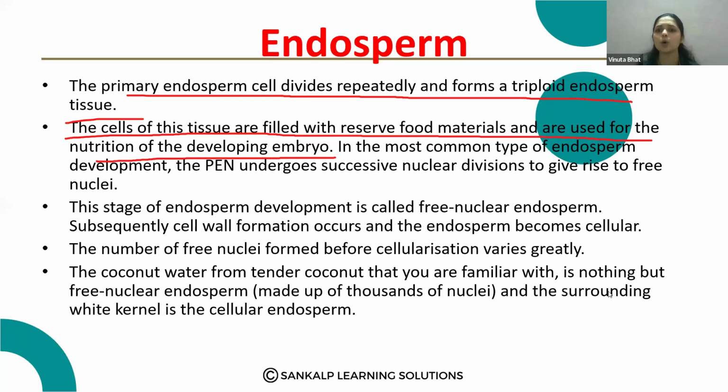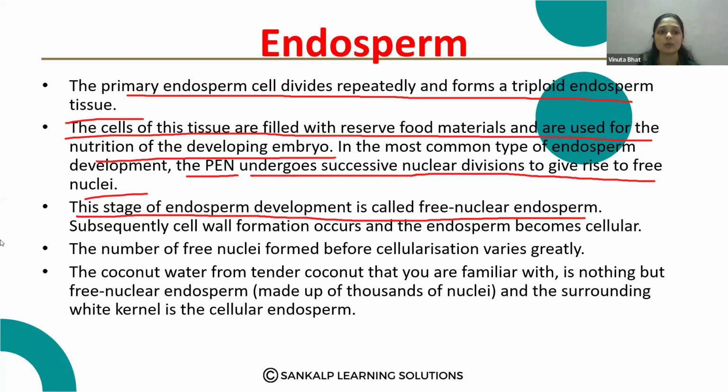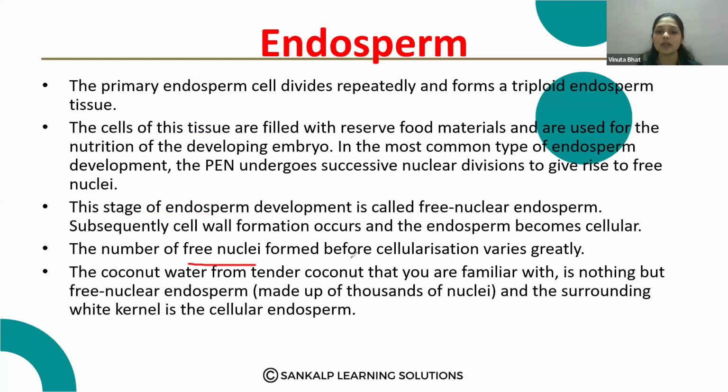In the most common type of endosperm development, the PEN, primary endosperm nucleus, undergoes successive nuclear divisions to give rise to free nuclei. This stage of endosperm development is called free nuclear endosperm. They ask what is free nuclear endosperm. And the number of free nuclei formed before cellularization varies greatly. So here in coconut water you can see, the coconut water from the tender coconut is nothing but the free nuclear endosperm. And the surrounding white kernel is the cellular endosperm.